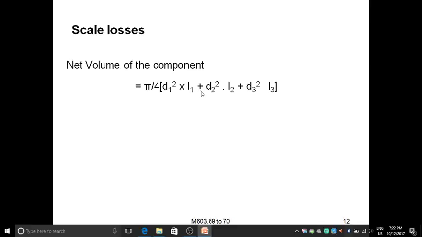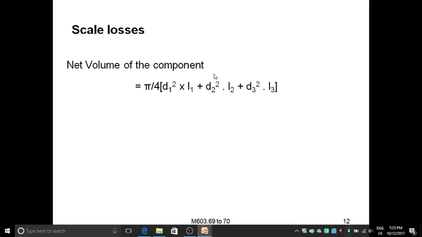The first loss is the scale loss. You calculate the net volume of the component first. Forget about the scale loss that is written here. It is obvious that the cross section is circular, so the volume of the cylinder is pi by 4 d square into L.